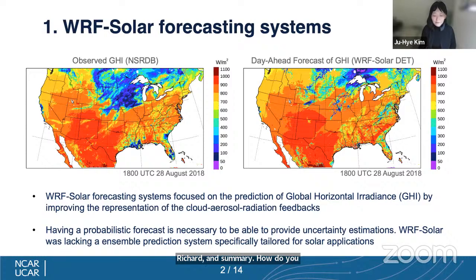The WRF-Solar forecasting system focuses on the prediction of the global horizontal irradiance, which is downward shortwave flux. The figure on the left shows the observed GHI at a specific time step, and the figure on the right shows the predicted GHI from the WRF-Solar deterministic forecast. So you can see clearly that GHI is affected by the distribution of clouds. Over the past few years, we have developed an ensemble forecast system optimized for solar energy prediction.